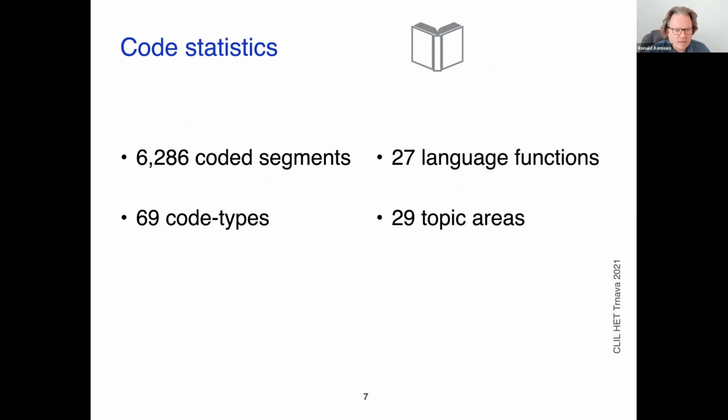In total, we coded 6,286 segments. We identified 27 language functions, which seem to be very frequent for the topic of science in the corpus. There are 69 different code types that we discovered across 29 topic areas.